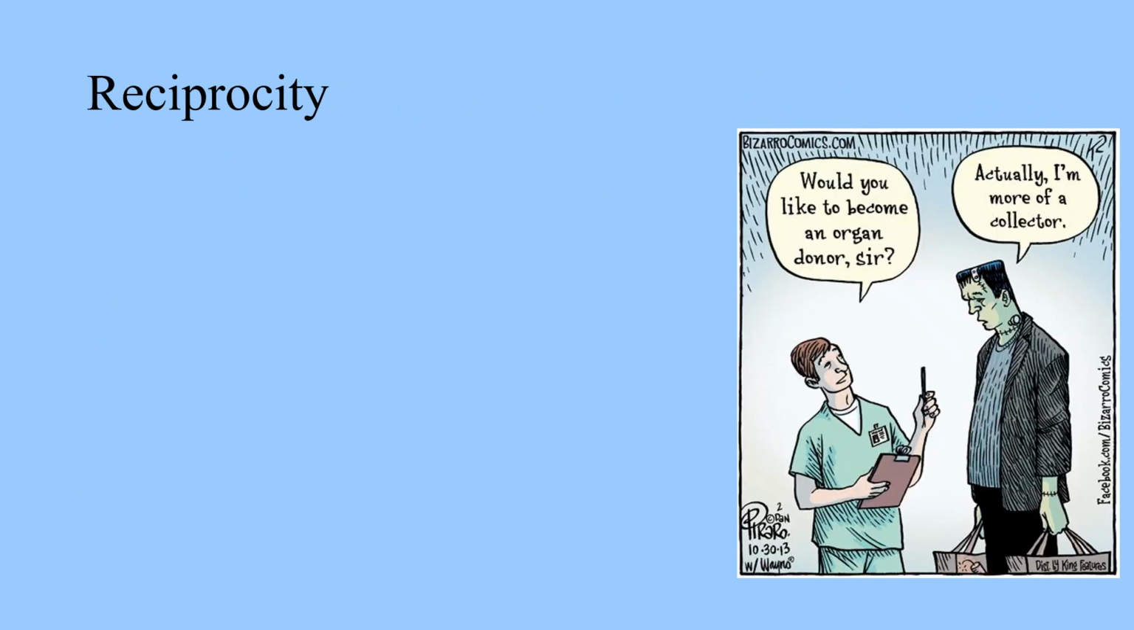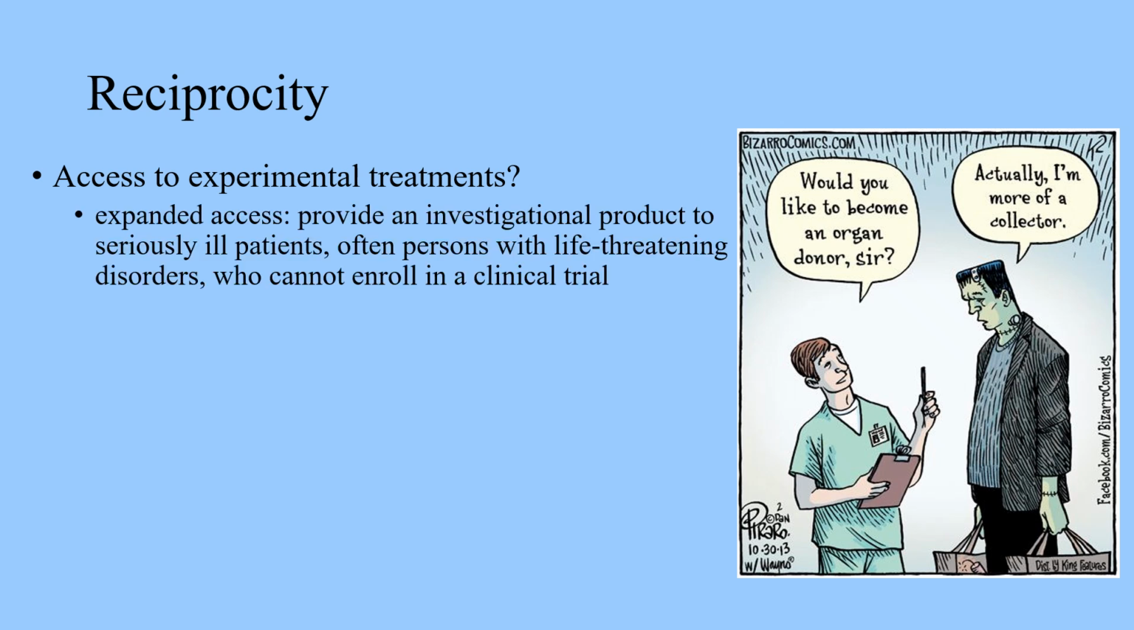I want to finish with a brief discussion of reciprocity and how this pops up in this chapter in connection to research. So the question is typically asked, especially in situations where people have a terminal disease and there's an experimental treatment out there, a research study being done or clinical trials. And the question is, should patients have access to experimental treatments? And there are two different ways of interpreting this.